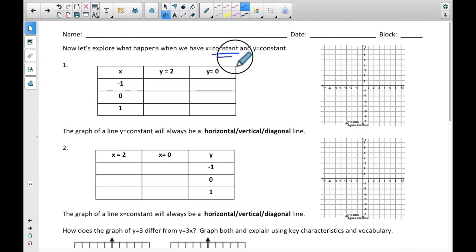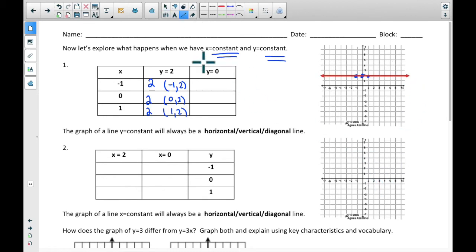The word constant means it doesn't change, right? And a number, just a plain old number without anything else, that's a constant. So if we say y equals 2, then that means the y is always 2. And so the point, I'm going to scooch those over. If that's 2, then our point is negative 1, 2, or 0, 2, or 1, 2. Let me go to the graph and graph those. So negative 1, 2, 0, 2, and 1, 2 are all here. Notice they're all on a horizontal line. So there's my line. Let's go to the next one.